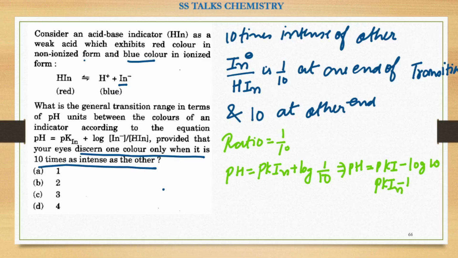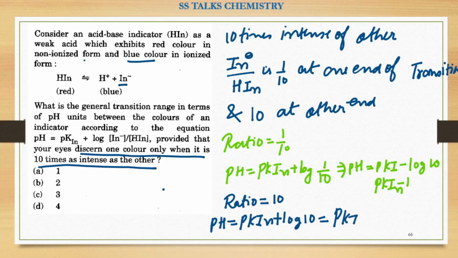Whereas on the other hand, if you take the other end ratio, that is, if you have the ratio equal to 10, in that case pH will be equal to pKin plus log of this concentration ratio, that is 10. So that means pH will be equal to pKin plus 1.